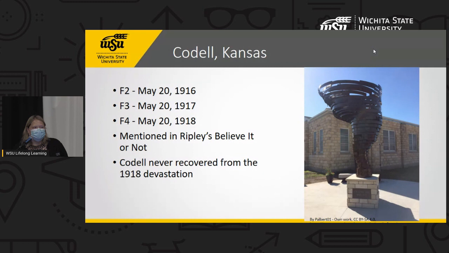So on May 20th, 1916, they were hit with an F2 tornado. On May 20th, 1917, they were hit with an F3 tornado. And on May 20th, 1918, they were hit with an F4 tornado. So the same day, 3 years consecutive, and the tornadoes were increasing in intensity each time. It's an extremely rare chance that that could ever occur.